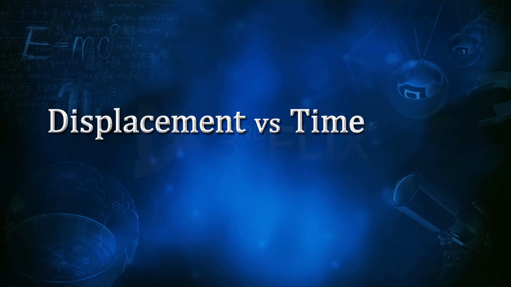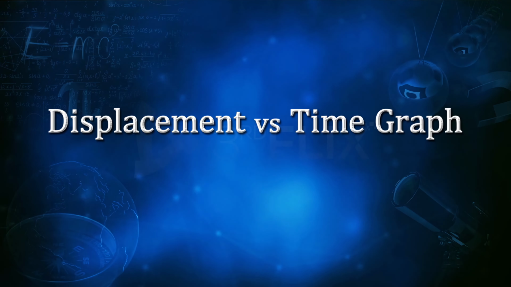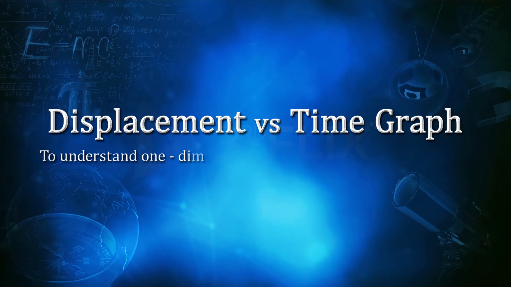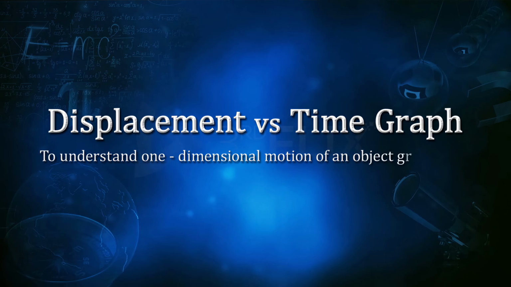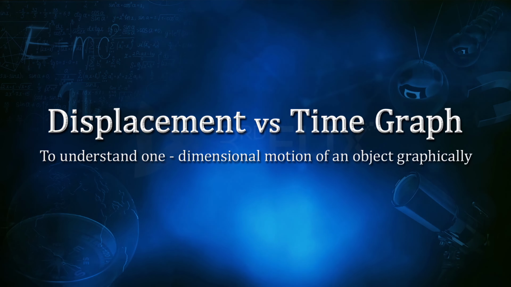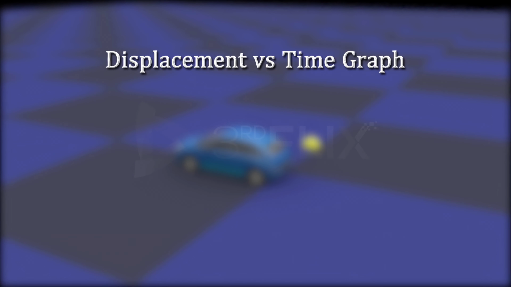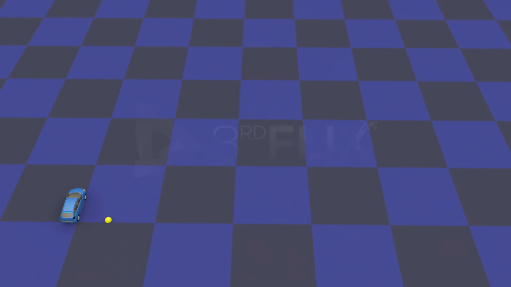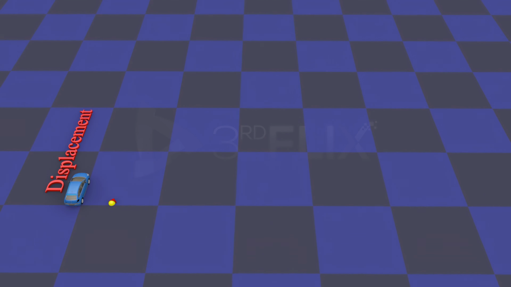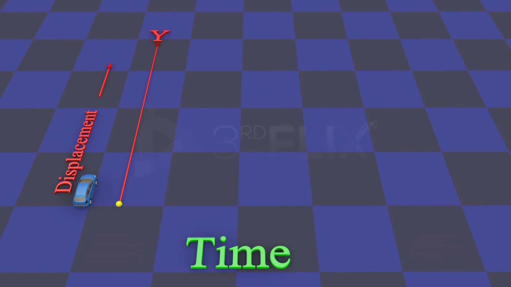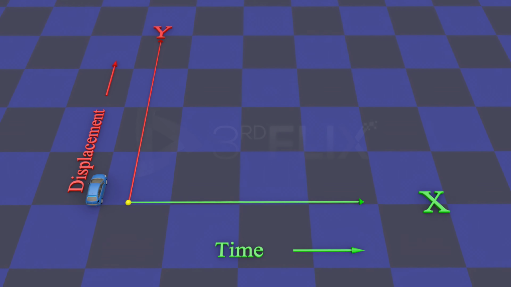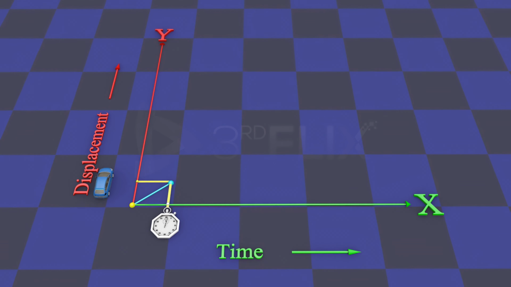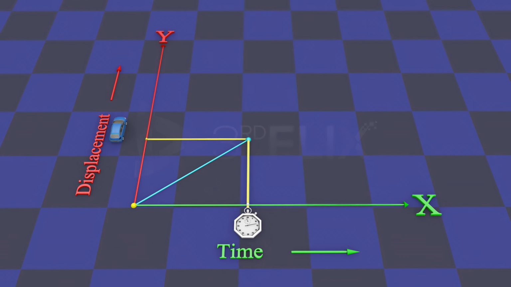Displacement time graphs. Objective: to understand one-dimensional motion of an object graphically. Let's understand basic elements of the displacement versus time graph. The displacement of an object is taken on the y-axis, while the corresponding time is taken on the x-axis. Any point on the graph represents the displacement of the object at a certain time.